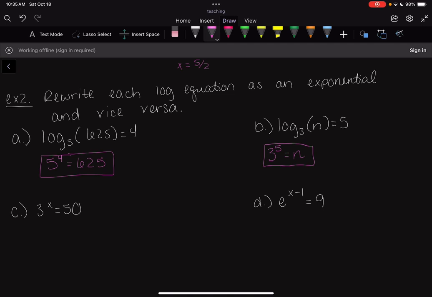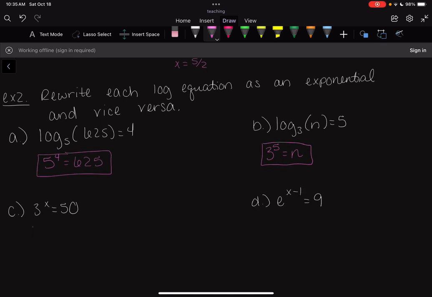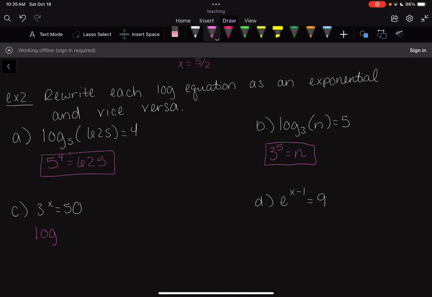Part C is 3 to the power of x equals 50. So we're putting this into log form. So I'll write log. My base here is 3. And so it's saying the exponent on 3 for it to equal 50 is x. So logs are equal to exponents, so this is equal to x. And then the 50 is in those parentheses.